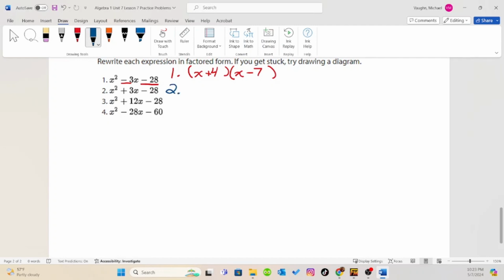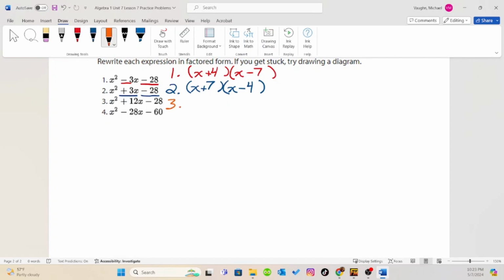Number 2. Again, I want factors of negative 28, so they have to be opposites. So I'm going to have an x plus, and I'm going to have an x minus. But this time, I want the larger factor to get the plus sign. So now we're going to put 7 with the plus and 4 with the minus. Now, if we went ahead and we did FOIL, we would end up with a positive 7x minus 4x, which would give us the plus 3x for the bx term.